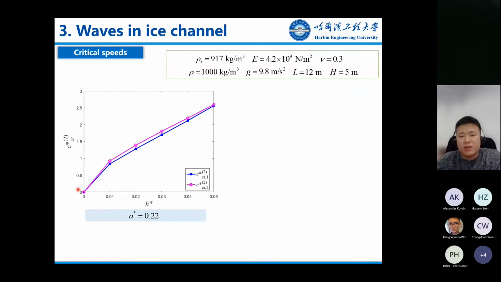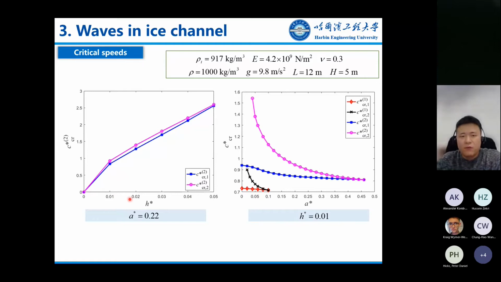According to the analysis of the effect of ice thickness and the width of the lid on the phase speed, we can plot the curves of the critical speed value with the ice thickness and the width of the lid. For the case of half width of the open water lid being 1.1 meter, the first mode of the phase speed decreases monotonically with the wave number for different ice thickness, so no critical speed can be found. But the two critical speeds can be found for the second mode. It increases as the ice thickness increases.